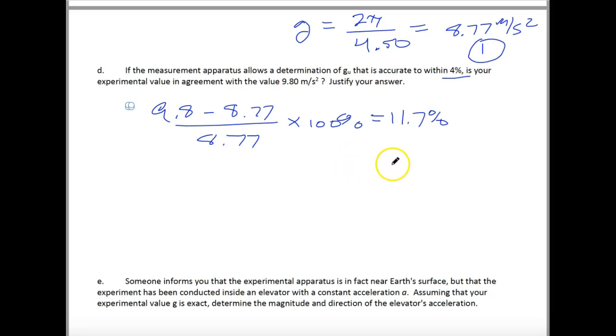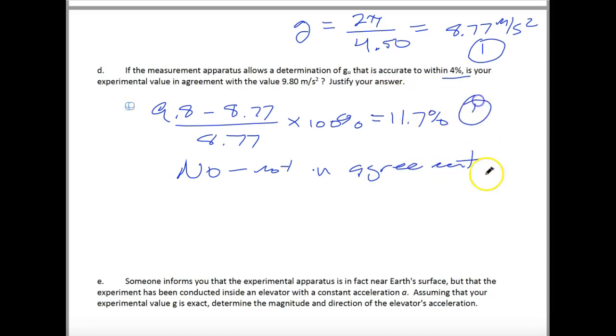And that would be greater, obviously. Okay, that is a pretty big one. So because of that, it is not in agreement with G. So no, not in agreement. So you get 2 points, you get 1 for showing that, and 1 for stating that no, it is not in agreement.